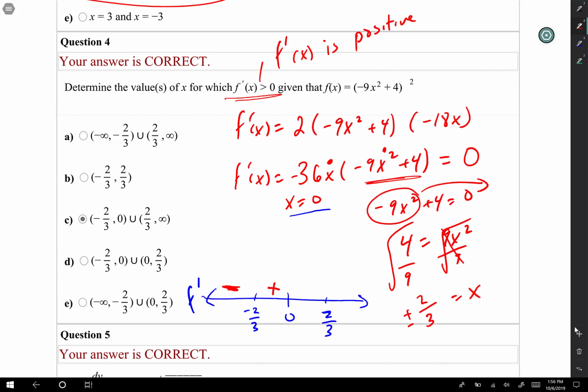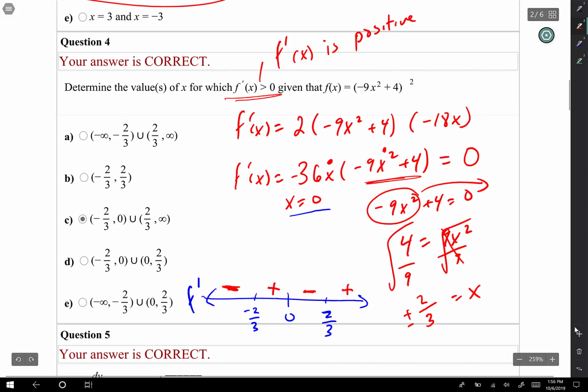My number between 0 and 2/3, if I plug in a half, negative 36 times the positive half, that's negative. Half squared is 1/4. 1/4 times negative 9 is negative 9 over 4 plus 4, that's a positive. Negative times a positive is a negative. And if I plug in a number bigger than 2/3 like 1, negative 36 times 1 is negative. 1 squared is 1. 1 times negative 9 is negative 9. Negative 9 plus 4 is a negative. Negative times a negative is a positive.